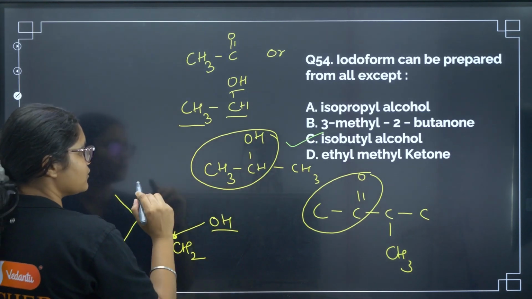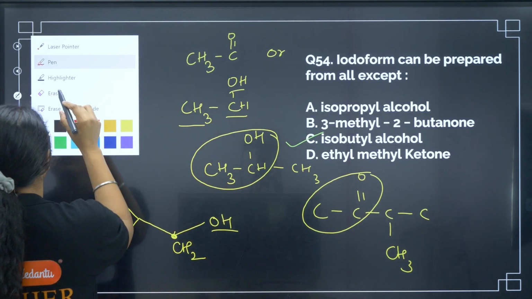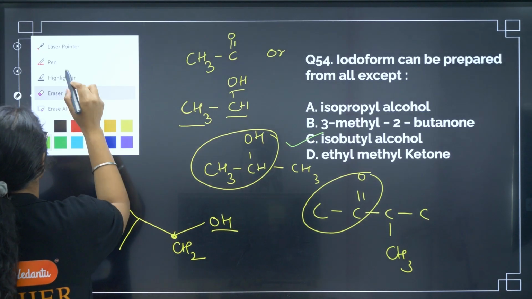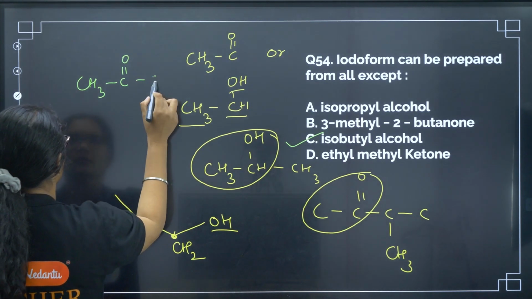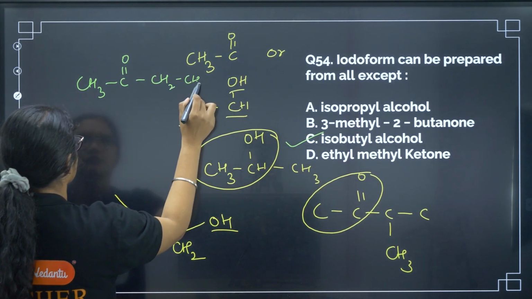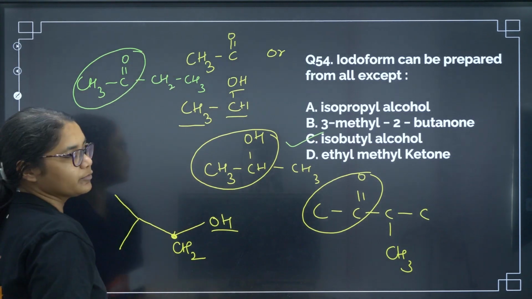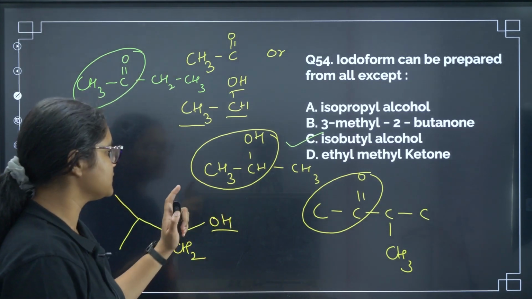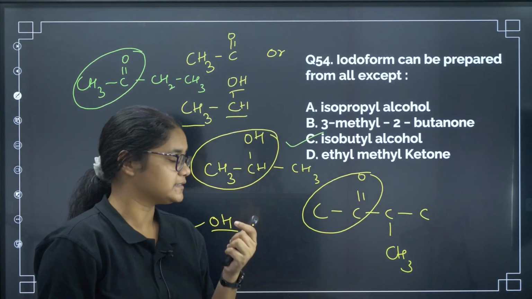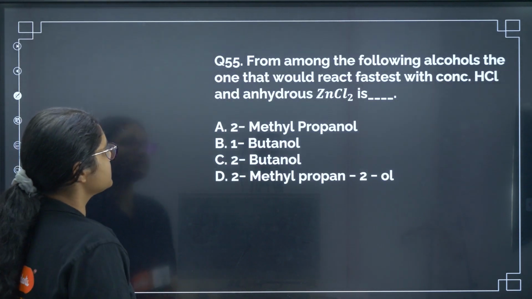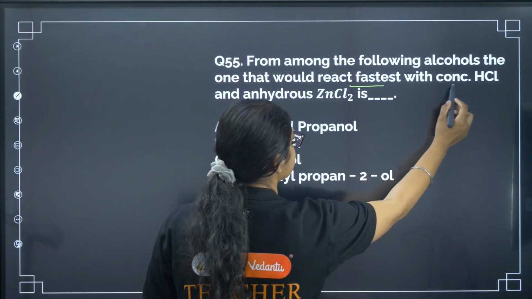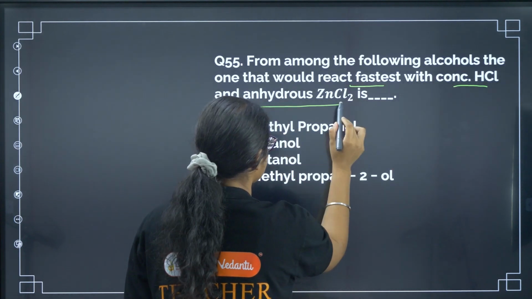Now let us check this one also. Ethyl methyl ketone is there. So if we draw, obviously methyl ketone is there, right? So this part is there which can show you the iodoform reaction. So the correct answer for this question is option number C. Next, among the following alcohols, the one that would react fastest with concentrated HCl and anhydrous ZnCl2.